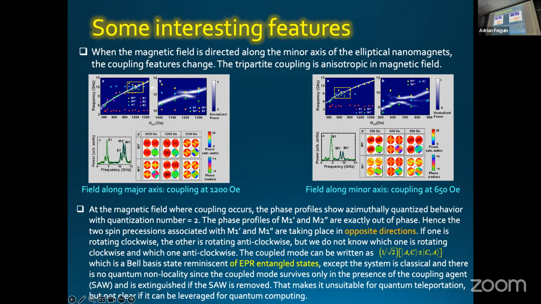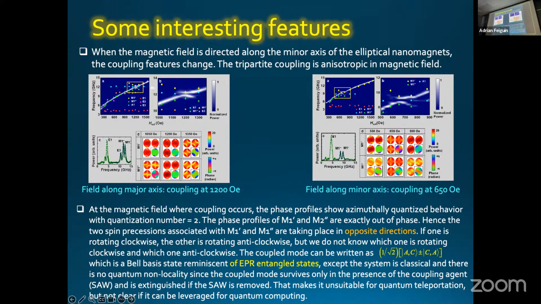Hence, the 2 spin precessions associated with these 2 modes, M1 and M1 prime, are taking place in opposite directions. If one is rotating clockwise, the other is rotating counterclockwise. But we do not know. We just know that they're opposite in direction, but we do not know which is clockwise and which is anti-clockwise. So this is an entangled state.